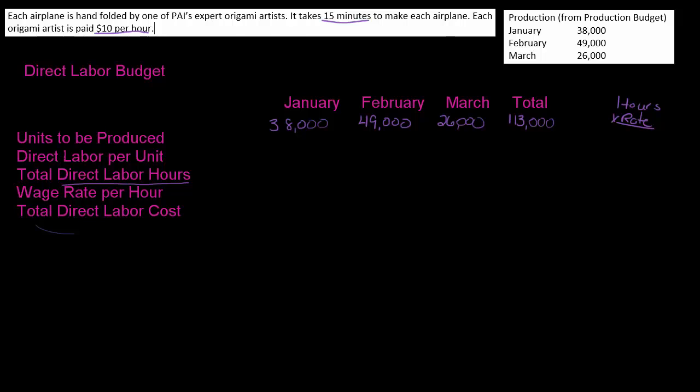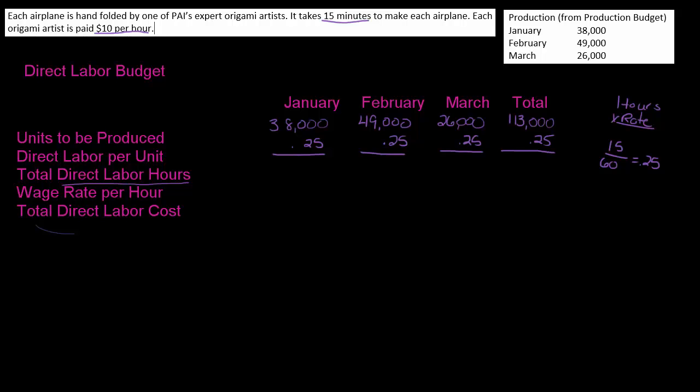Okay, so how much direct labor is used per unit? So 15 minutes, okay, and there's 60 minutes in an hour, so if we do 15 divided by 60, that is 0.25. So 0.25 hours. So essentially what we're going to do is we're going to take the number of units to be produced and we're going to multiply it by 0.25 hours, and that'll tell us how many hours we'll need, total direct labor hours, to produce the number of units we want to make.